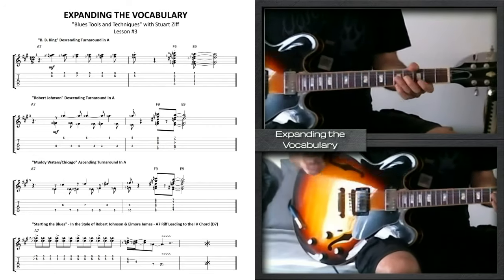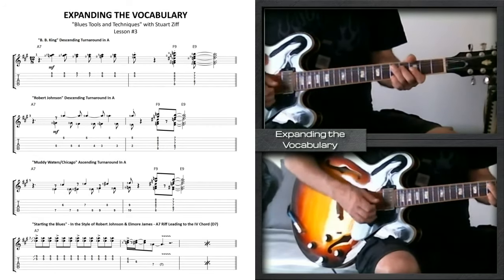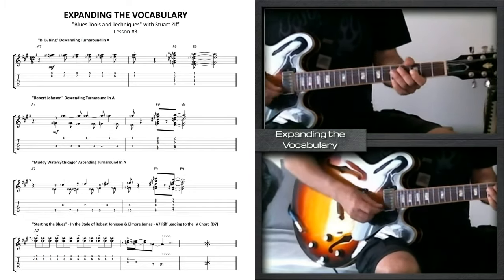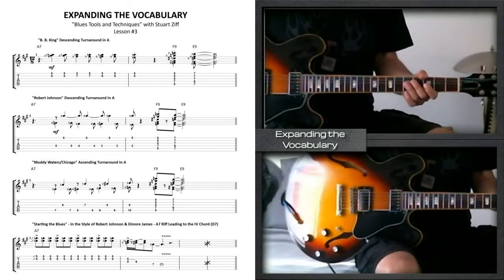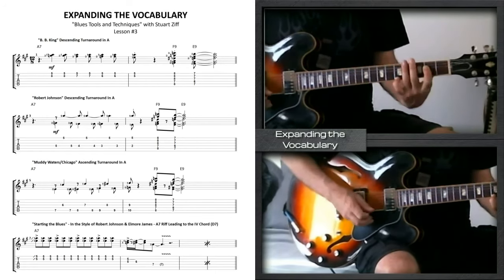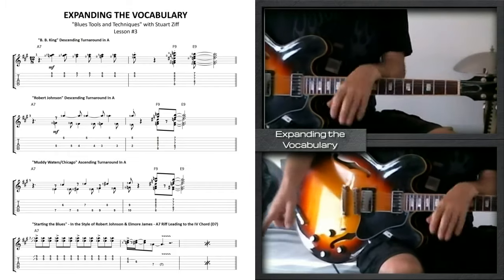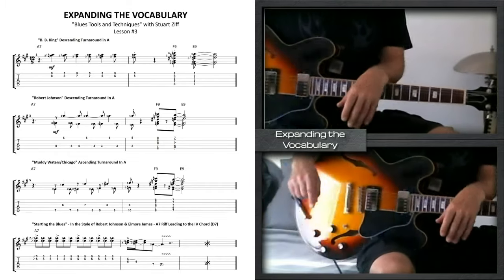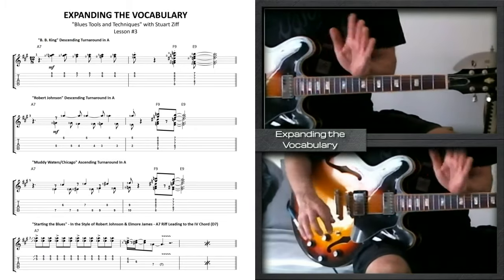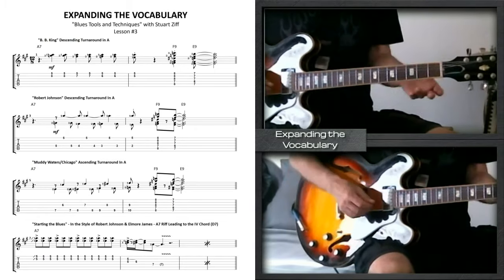So that's an alternate way of doing it. When I say alternate, I mean we're alternating strings. 4th string, 1st string. Which is how it's written out on the tab. Now, I pretty much never play it like that. I always do it like this.